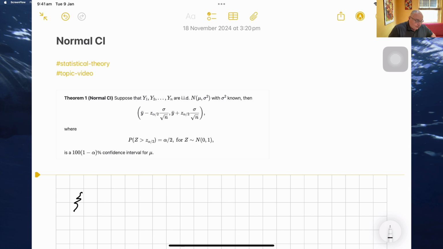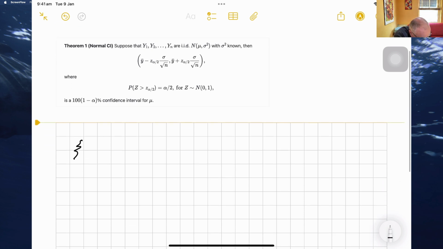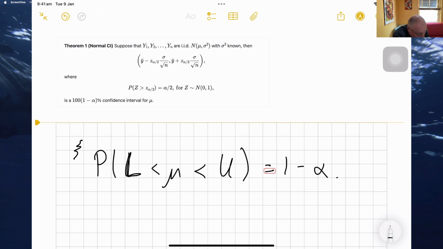Okay, so first of all, let's think about what we want to do. We want to show that the probability that the random variable L, the lower bound, is less than mu, which is less than the upper bound U, is 1 minus alpha. That's what I want to show, because that's the definition of a 100(1 minus alpha)% confidence interval. There's a subtlety here. We're used to the bit in the middle being the random variable, the thing that has a probability. But that's not the case with confidence intervals. In confidence intervals, it's the L and the U that have the randomness associated with them.